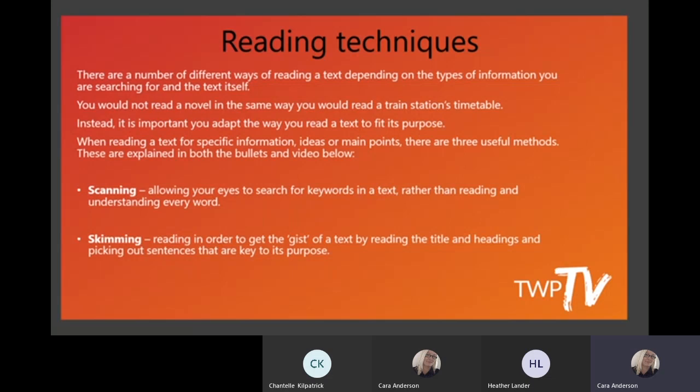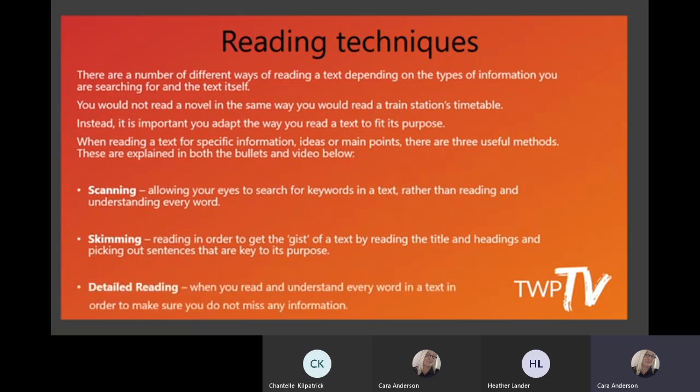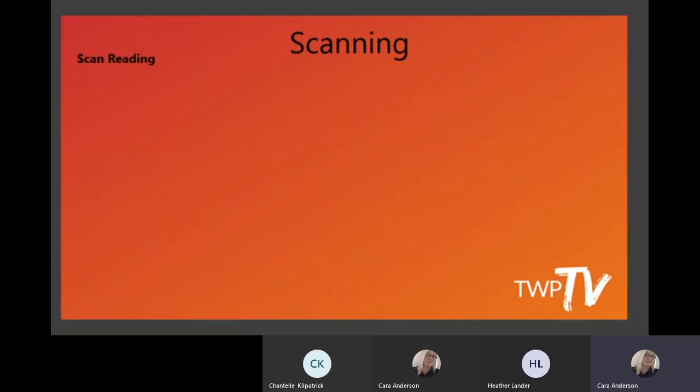So scanning, you're just glancing over. So it's very easy to get mixed up between scanning and skimming. So scanning is literally just a glance over. Skimming, you're reading a little bit more, but you're not necessarily reading it in depth. But then you have got your detailed reading. So that's when you read and understand every single word in the text in order to make sure that you don't miss any of the key information in it. Obviously, there's no point you reading through a novel and scanning or skimming it because you're not really going to get the full use of that book.